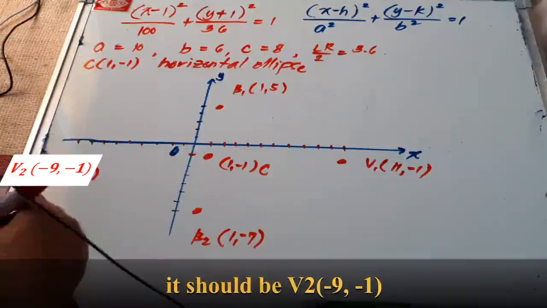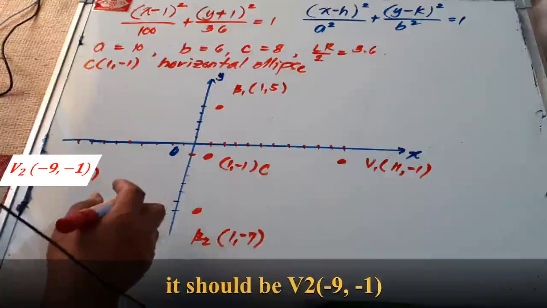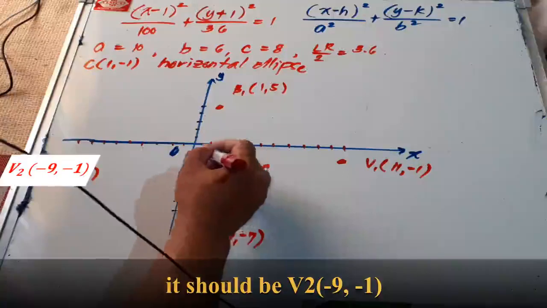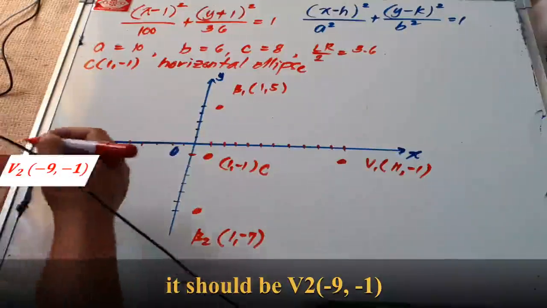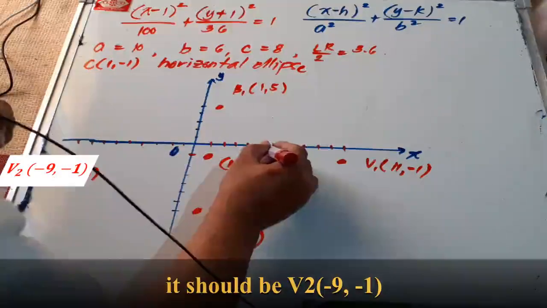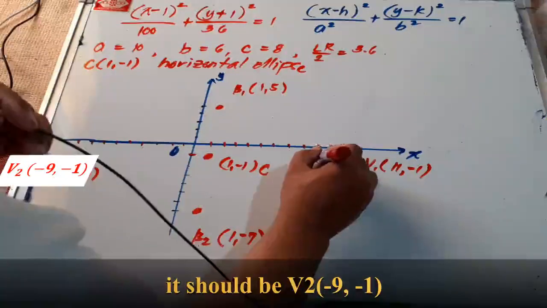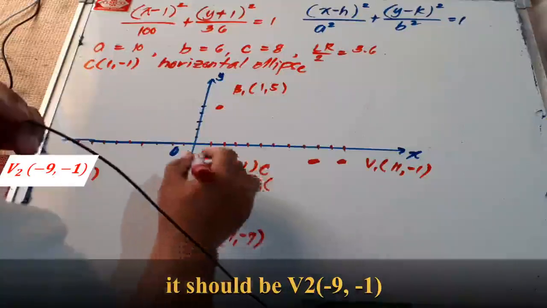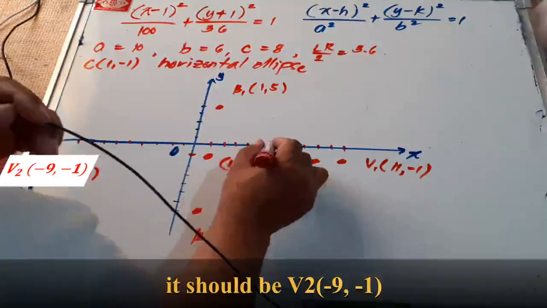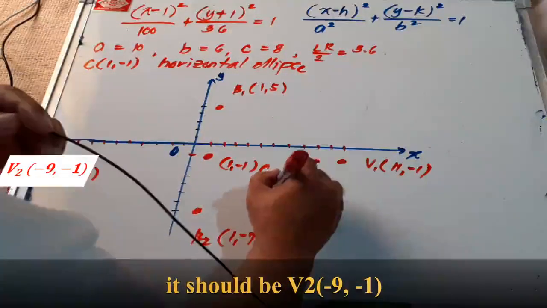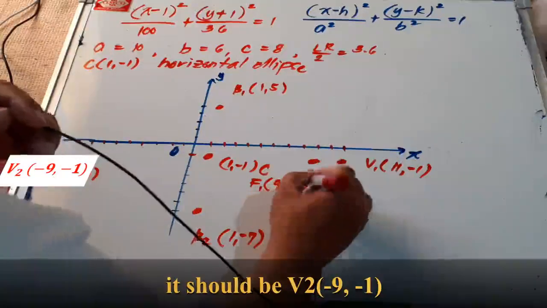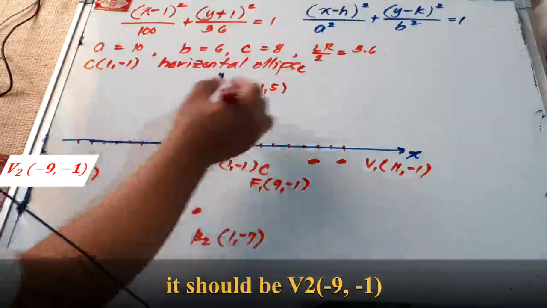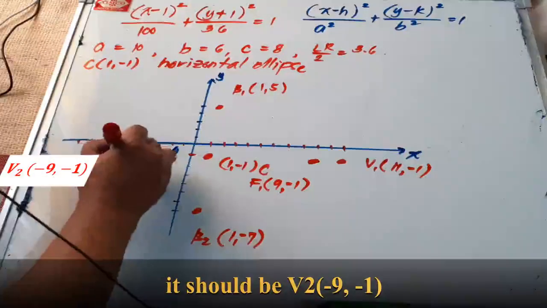And then for the focus, ang layo ng focus from the center is 8 units. So starting from the center, we're going to count 8 units to the right, 8 units to the left. 1, 2, 3, 4, 5, 6, 7, 8. So naandito. So ang focus natin ay may coordinates na 1, 2, 3, 4, 5, 6, 7, 8, 9. So 9, negative 1. Sa kabila naman, 1, 2, 3, 4, 5, 6, 7, 8. So ito ang focus natin.